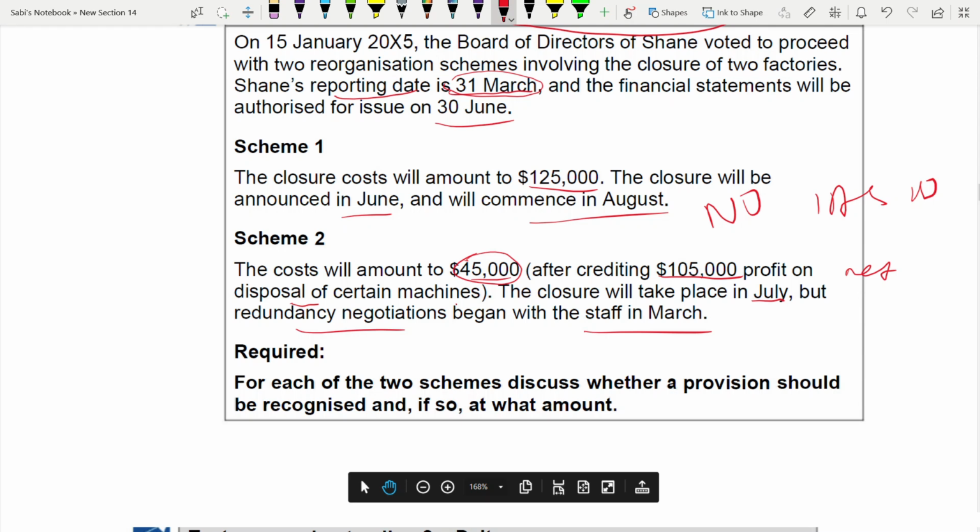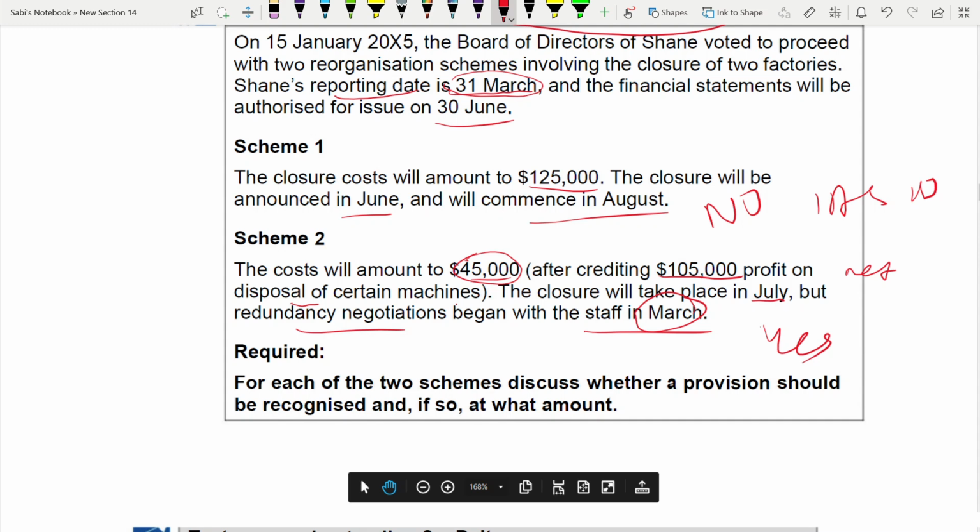Okay. Here the obligating event is not about the announcement. Here it is about whether employees will have a valid expectation that redundancies will go on or not. They will. Why? Because it started in March, before 31st March. They were made aware of it. Staff knows it. Redundancy negotiations have taken place from March, which is during the reporting period. Even though the closure is in July, it does not matter when the closure is. What matters is whether employees know about it, whether the plan has been announced or not before the reporting period. Okay. So in this condition, yes, you have to recognize a provision.